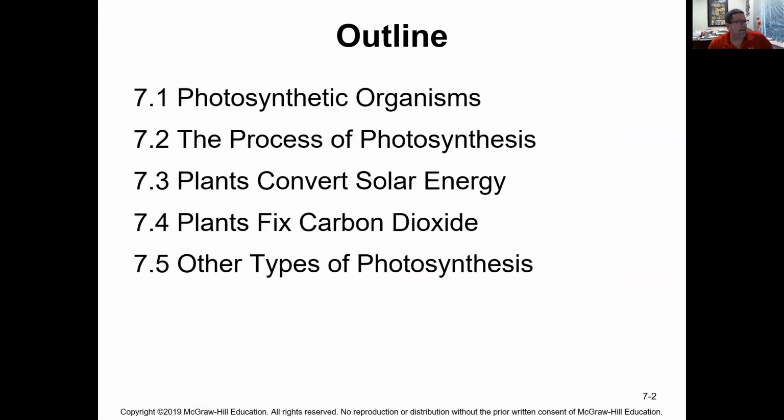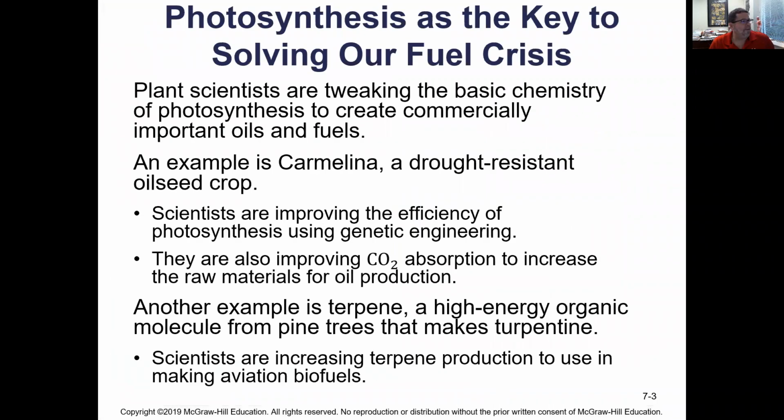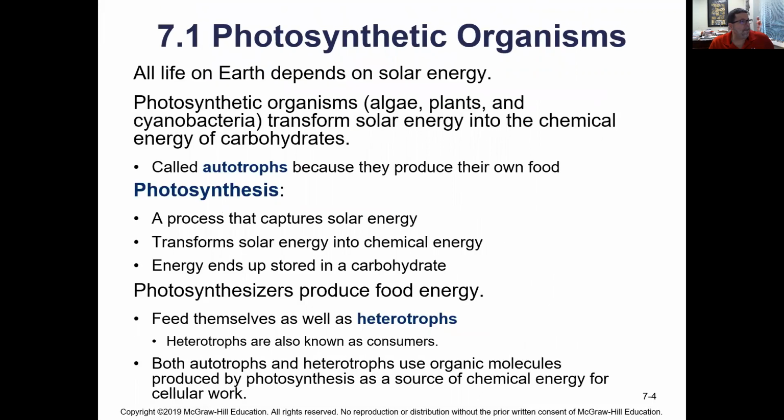We're going to be looking at photosynthetic organisms, the process of photosynthesis, and how the plants convert solar energy into usable ATP. We'll see fixation of carbon dioxide, and then a couple of the other types of photosynthesis that we'll talk about. They're kind of different. All right. So first of all, we talked about different plant science, tweaking the basic chemistry here. Nothing much on that one. I'm just going to get on into the whole point of it.